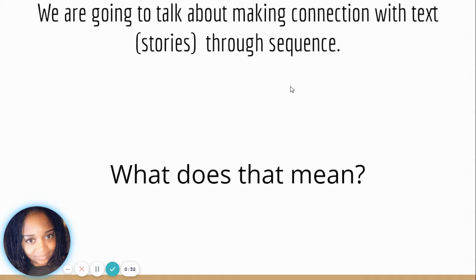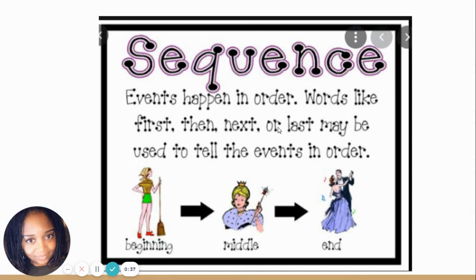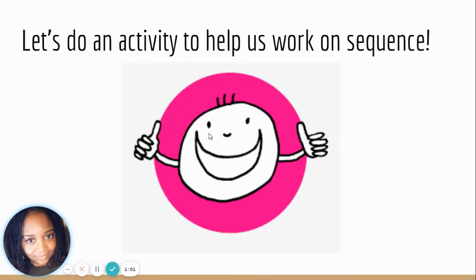But what does sequence mean? Do you remember what sequence means? Sequence is events that happen in order. Words like first, then, next, or last may be used to tell the events in the story in order. So you want to think about how those things happen in the story, but you want to talk about them in order from beginning, middle, and end. And we know that that is also talking about the plot of a story. Okay, so first, then, next, and last.